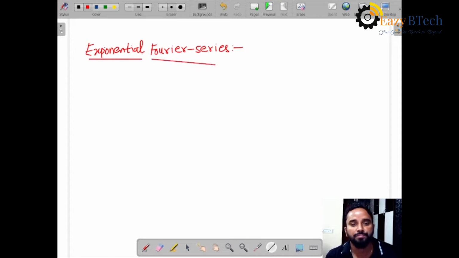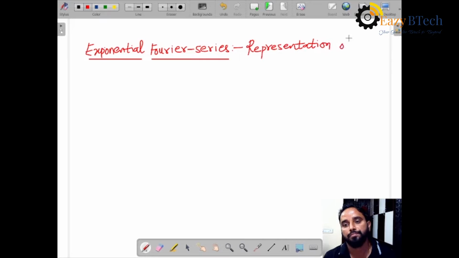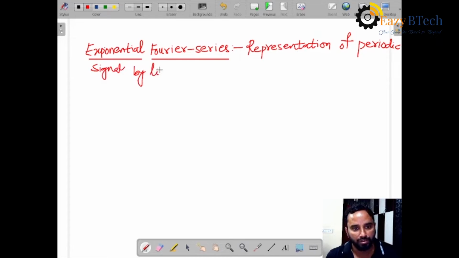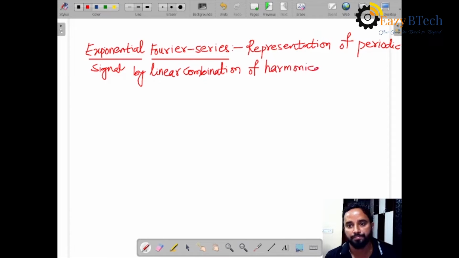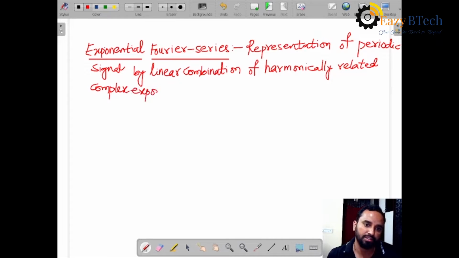Exponential Fourier Series: representation of a periodic signal by a linear combination of harmonically related complex exponentials. This series is Exponential Fourier Series.